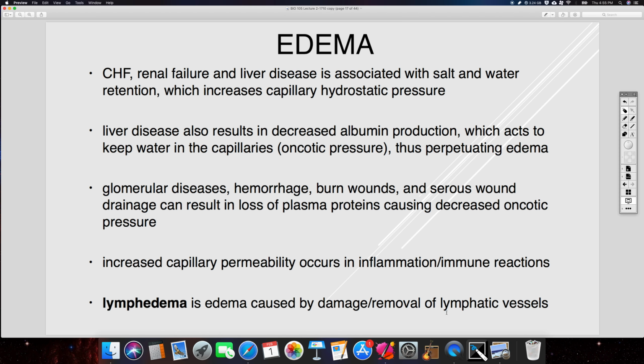And then lymphedema, this is caused by damage or removal of lymphatic vessels. So this could be due to things like tumors or radiation or removal. I use the example of a unilateral mastectomy. You can really see lymphedema in those cases.